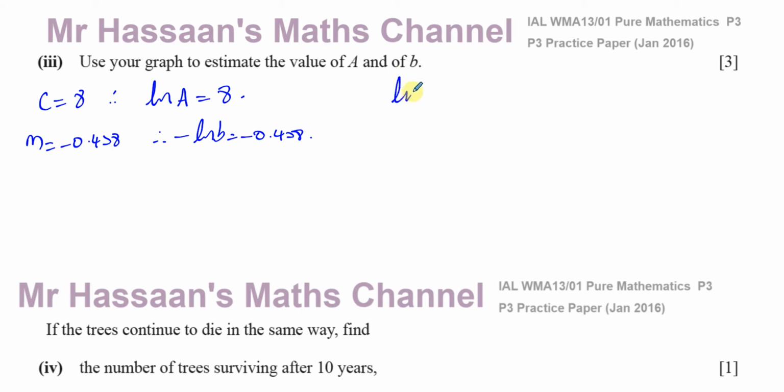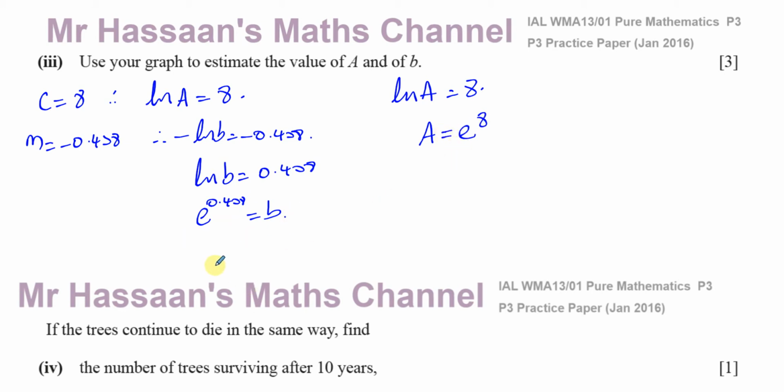So I know that ln of a equals 8, and I also know that this means ln of b equals 0.408. I can rewrite this using index form: log to the base e of b equals 0.408, so e to the power of 0.408 is equal to b. And for this one, log to the base e of a equals 8. That means a is equal to e to the power of 8. So I can use these to find what b is and what a is.